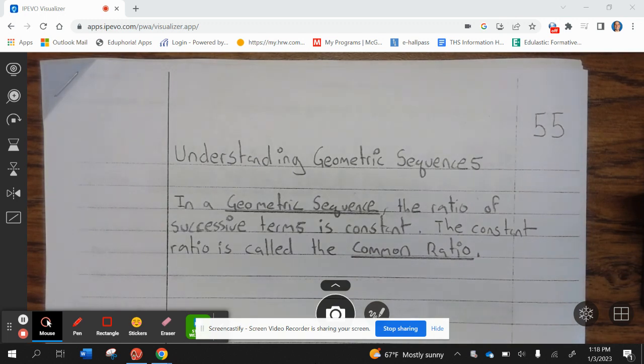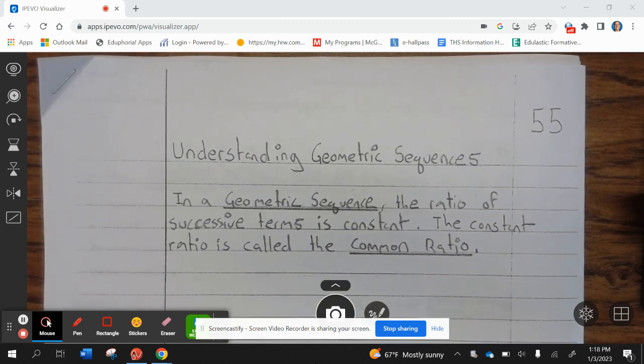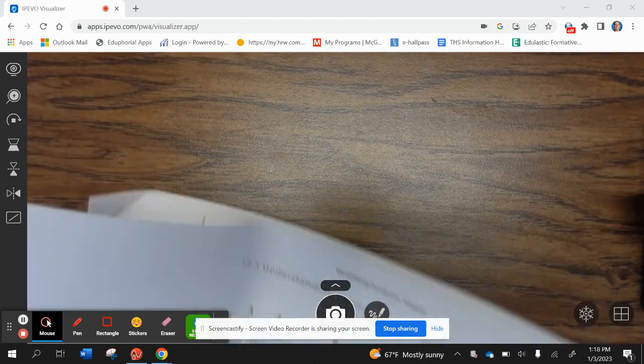Okay, Waka, so we're at journal page 55, understanding geometric sequences. In a geometric sequence, the ratio of the successive terms is constant. The constant ratio is called the common ratio. Let's take a look at the first example.